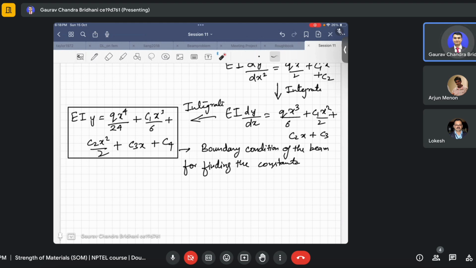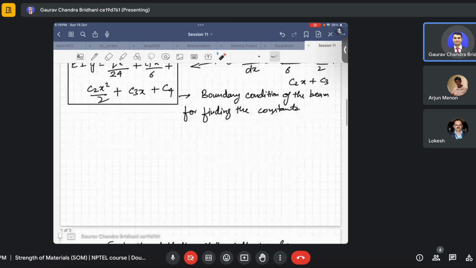Okay, in order to find these constants C1, C2, C3 and C4, we need boundary conditions, and as you can see here, you need 4 boundary conditions. It depends on how the problem is posed, what kind of beam it is: a cantilever beam, a hinged or simply supported beam, or a propped cantilever beam. Based on that you can identify these boundary conditions. So I'll just lay out some simple boundary conditions.